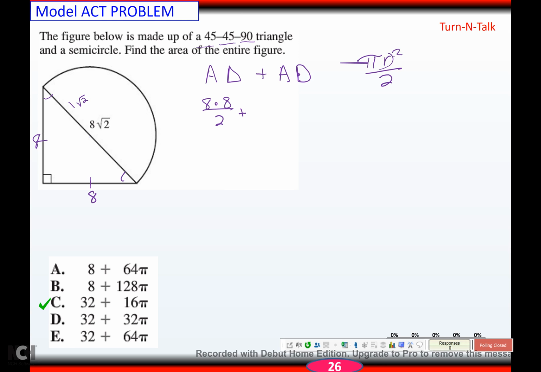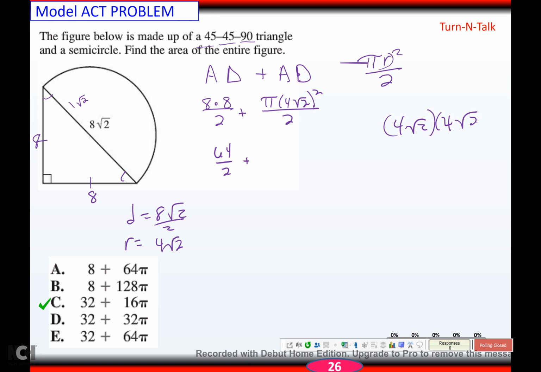Well, I need my radius. So if my diameter is 8 square roots of 2, my radius is half of that, divide by 2, and you get 4 square roots of 2. So I have pi times 4 square roots of 2 squared over 2. If I square 4 square roots of 2, in other words, I multiply it by itself, 4 times 4 is 16. The square root of 2 times the square root of 2 is the square root of 4, which is 2, which gives me 16 times 2, 32. So the top is going to give me 32 pi over 2.